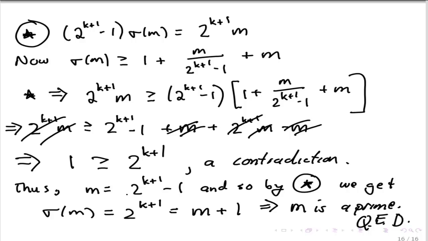So m is of the Mersenne type, 2^(k+1) − 1, and this must in fact be a prime number.